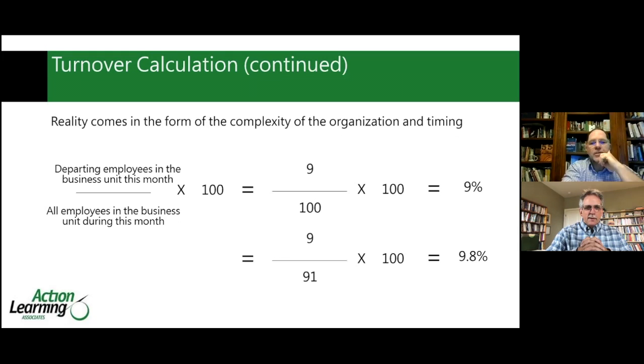Okay. So another variation here would be, since we're losing 9 people, we actually have to take into account the fact that we lost those 9 in our denominator. So we're not at 100 anymore, we're at 99 or 91. So if we adjust the numbers, our rate is now 9.8%. Simple math, but it's a matter of what you put in and why you put it in.